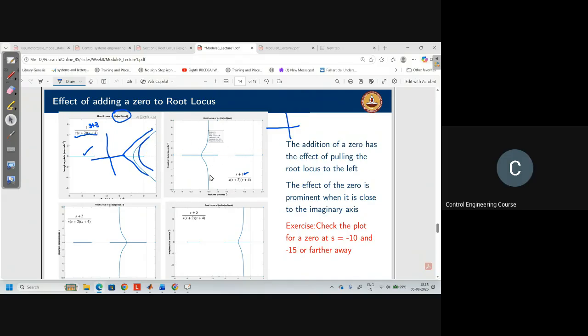So that's what I told you, right? It became 90 degrees, 90 and 270. Now in this case the asymptotes are like this, right? Now if you keep the zero far away from that one, then it is more and more stable. So the effect of adding a zero is that it is pulling the system response away from the imaginary axis.